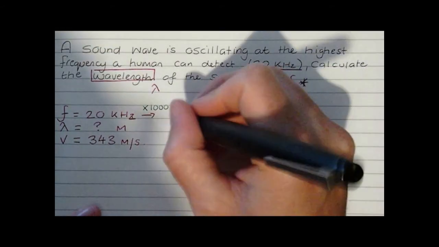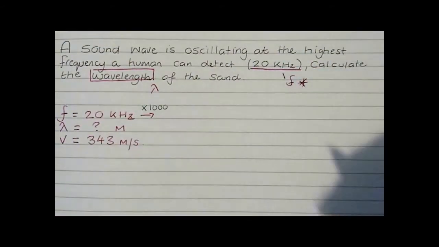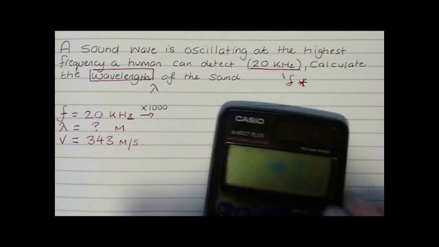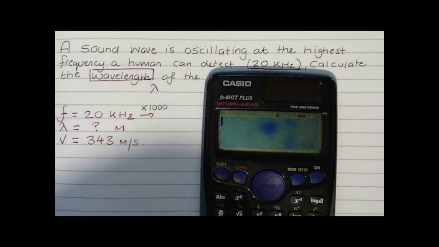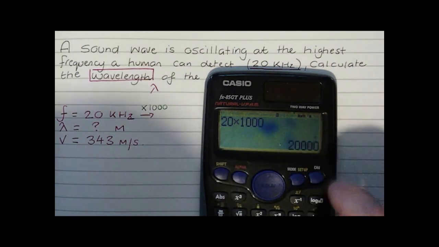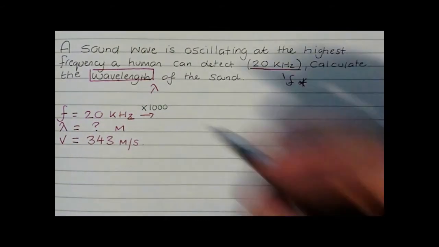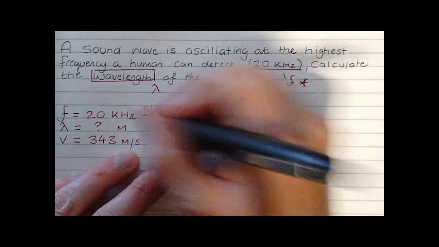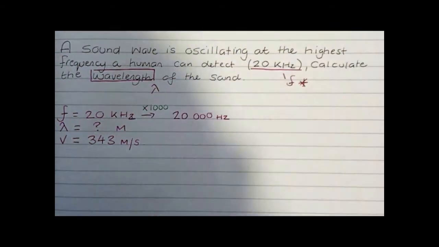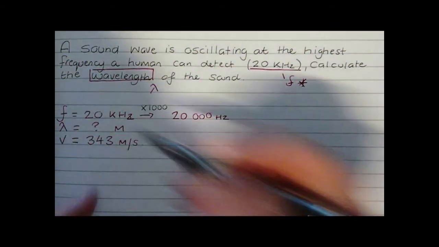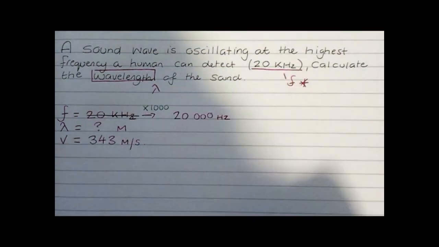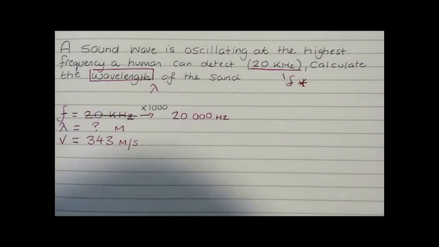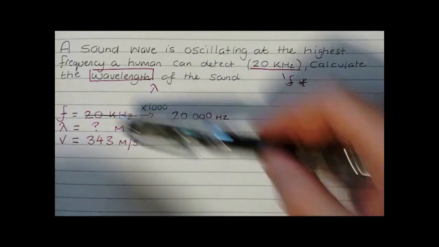So have a go at that now. Quite straightforward. We don't need a calculator for this one, but it's always good practice in science. You've got it available, so always use it just to check. So 20 times by 1,000 equals 20,000 hertz. Again, that's the one we want to use in our equations. So we're going to put a cross through the old value so that we don't accidentally use it. But we're not scribbling it out because we're showing the examiner what we've done.